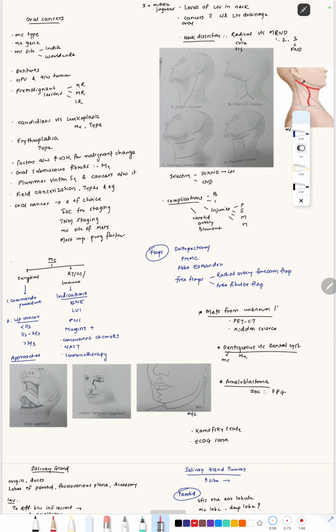incisional biopsy. Incisional biopsy is never taken from the center. Why? Because in the center there is going to be a necrotic area. It is always taken from the edge, or the wedge biopsy is preferred.